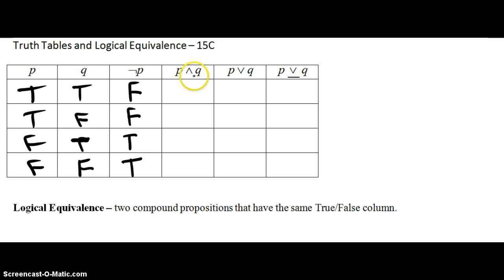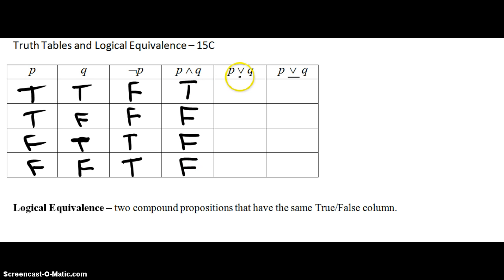P and Q. So we're looking at both these. They have to both be true. If they're both true, then this is true. Are they both true? Yes. Are they both true? No. Are they both true? No. And here, are they both true? Definitely not. So only the first one is true for this.